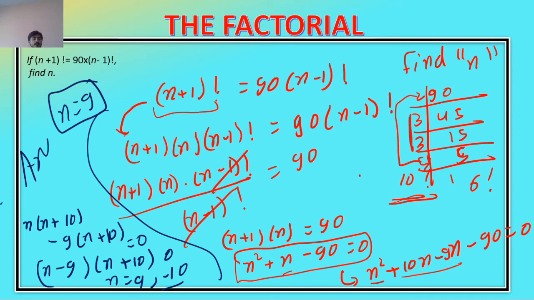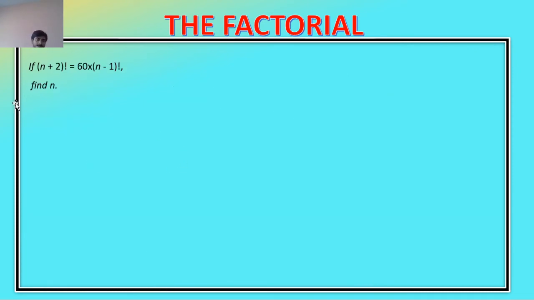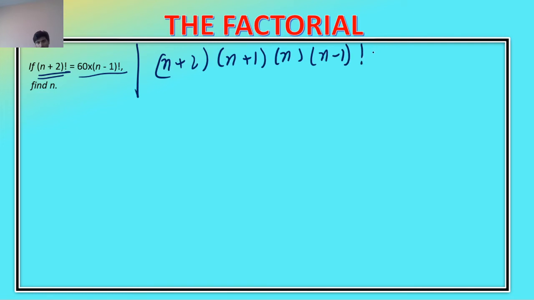Okay, so we'll try to solve some more problems based on that. In this question, here you have n plus 2 factorial, and here 60 into n minus 1 factorial. So can I write directly this as n plus 2 into n plus 1 into n into n minus 1 factorial is equal to 60 into n minus 1 factorial, right? So n minus 1 factorial and n minus 1 factorial we can cancel out directly, and then we can find out the answer, right?